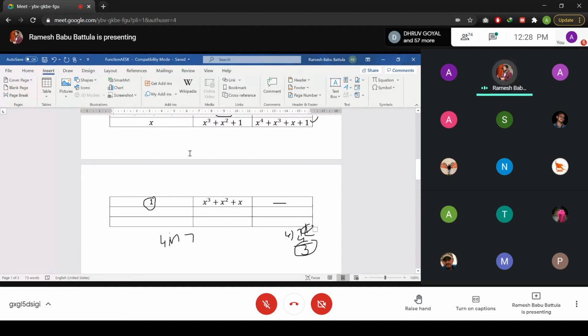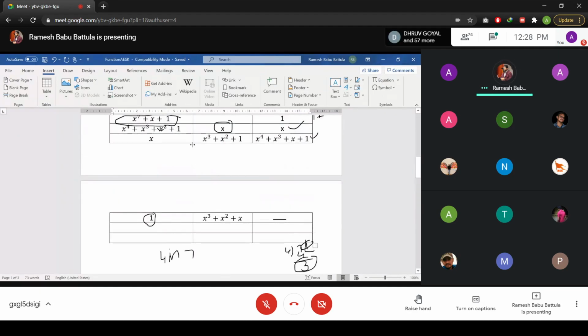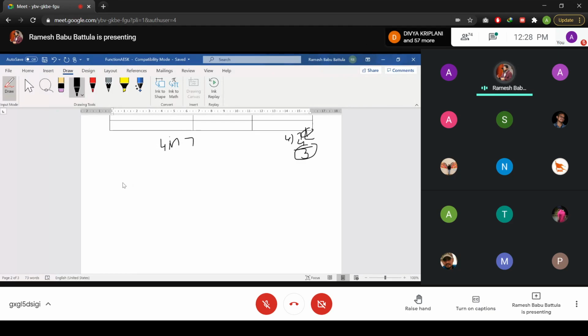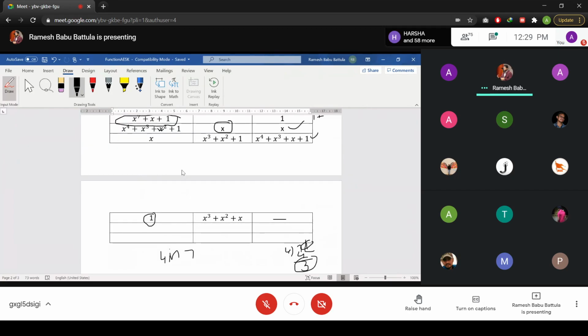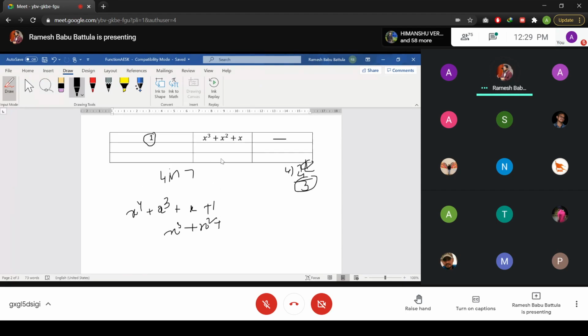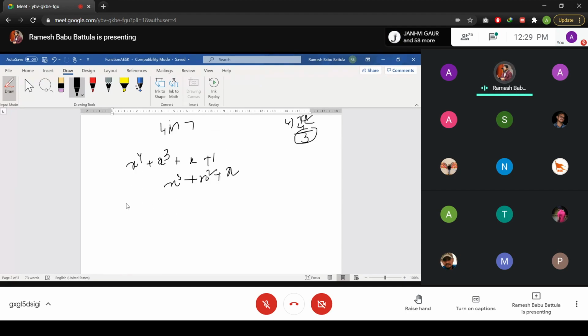Here you need to observe these two values: x to the power 4 plus x to the power 3 plus x plus 1. This one we need to multiply with x to the power 3 plus x square plus x. Then you have to go ahead like this.